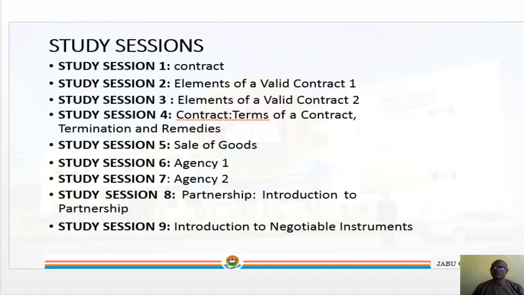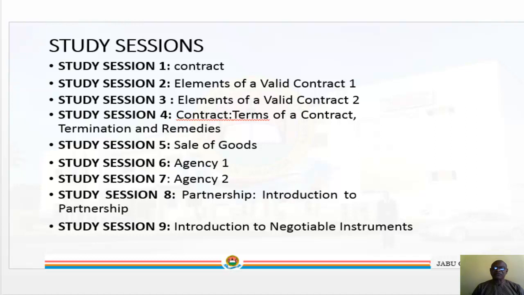Your study sessions will entail the following. We will go into contract during study session 1. Study session 2, we will handle elements of a valid contract, and during session 3, we will be going into elements of a valid contract. Session 4 will introduce the contract itself, where you will learn terms of a contract, termination of a contract, and remedies.